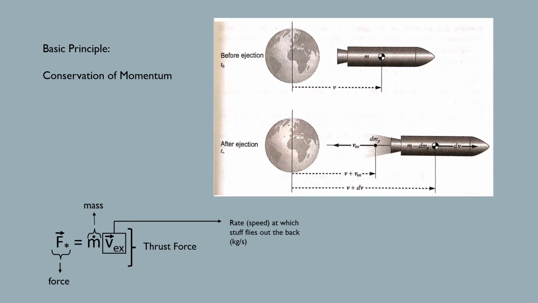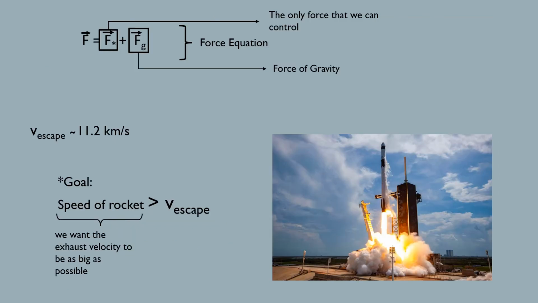In this figure, the spacecraft is already in space. However, in reality, we need to take off from Earth first. So how do we get the rocket from Earth to space? Next, we can talk about the force equation, which is F star plus the force of gravity. F star is the only force that we can control, and we add that to the force of gravity. The force of gravity is the only external force, so gravity pulls down the rocket, so the rocket has to travel at v escape.